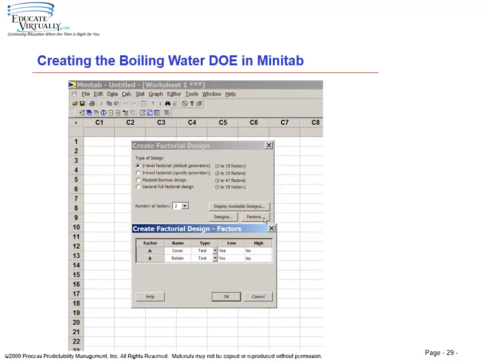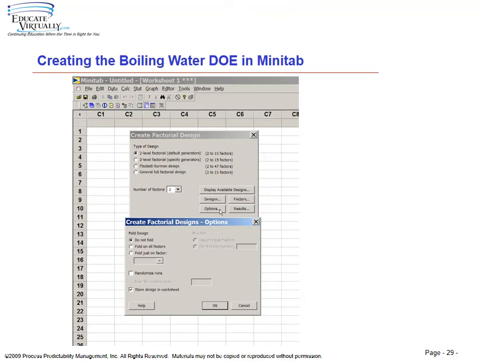Next, we'll enter the factors. Select the Factors button, and it's going to give us factor A and factor B. We type in the name, we select from the pull-down whether it's text or numeric, and then add the settings. We're going to use yes for low and no for high. Next, we have options. We're going to tell it not to fold the design. We're not going to check the randomized runs box. This way, our designs are going to look exactly the same, and we are going to store it in a worksheet. Generally, we randomize the runs, but in this exercise, let's have them all come out exactly the same so that what you get is what I'm going to show you.